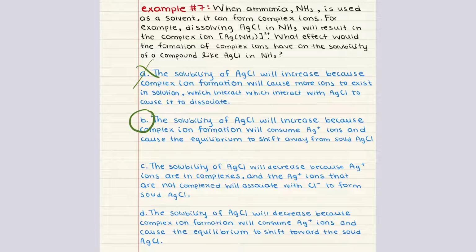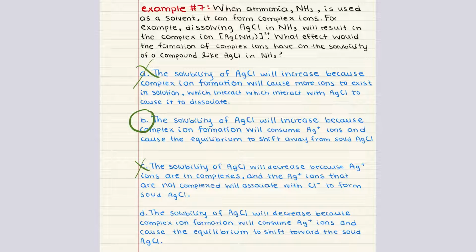C says the solubility of silver chloride will decrease because silver ions are in complexes, and the silver ions that are not complexed will associate with chloride to form solid silver chloride. Now, this option is suggesting that solubility decreases because silver ions are in complexes. The formation of the complex actually increases solubility because it's removing silver ions from the solution, which to re-equilibrate is going to cause silver chloride to dissociate. And so answer choice C is incorrect.